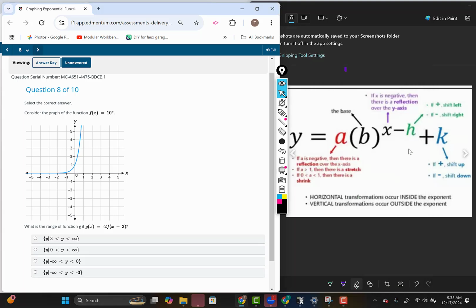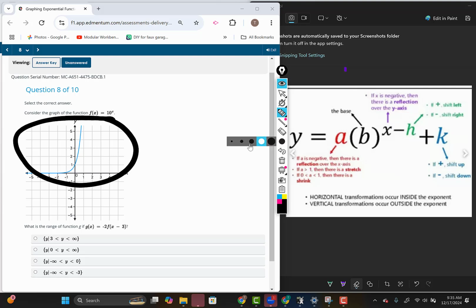Question 8. Consider the graph of the function f of x equals 10 raised to the x power. So here's our graph of 10 raised to the x power. What is the range of g of x equals negative 2 f of x minus 3?